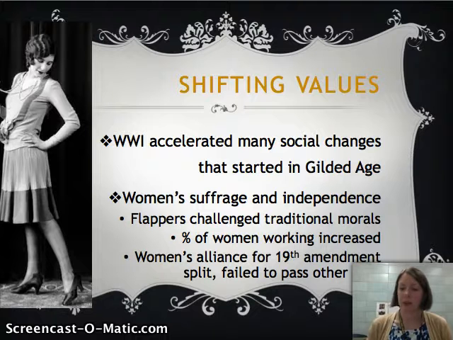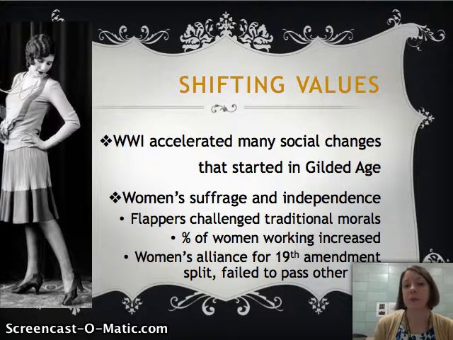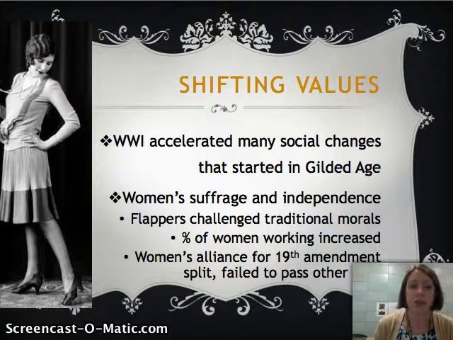Along with this split between the urban and the rural, we see a change in American values. A lot of this becomes centered on women in particular, and this is not necessarily lightning bolt changes to American society. A lot of these shifts have to do with accelerating social changes that started during the Gilded Age. But, for example, women's suffrage was achieved during World War I in 1919. The 19th Amendment is passed, and women are allowed to vote for the first time in this country. And the women's movement embraces this new independence, but doesn't necessarily have the support of the entire nation.